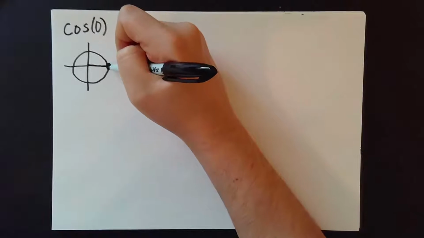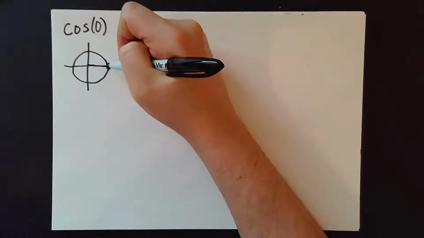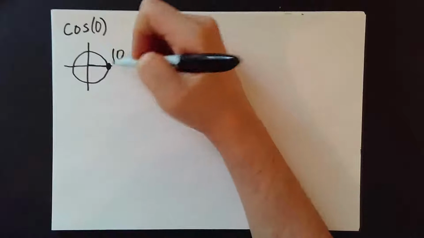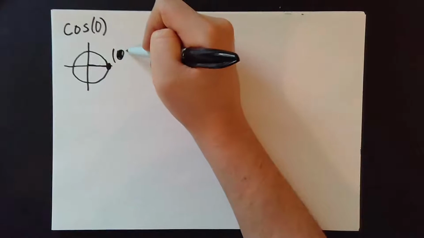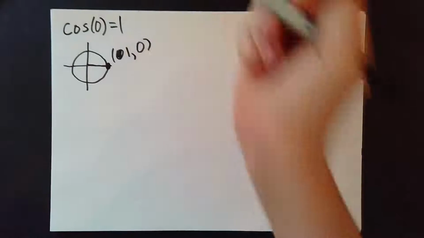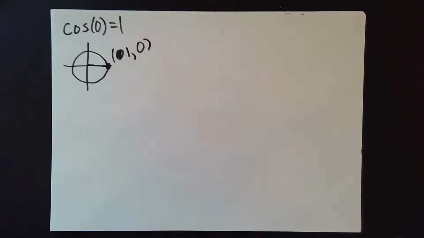So that's labeled 0, 2 pi on your unit circle. And so if you actually look at the coordinates, this point is (1, 0). And so the cosine of 0 is 1 because the cosine comes from the x-coordinate.